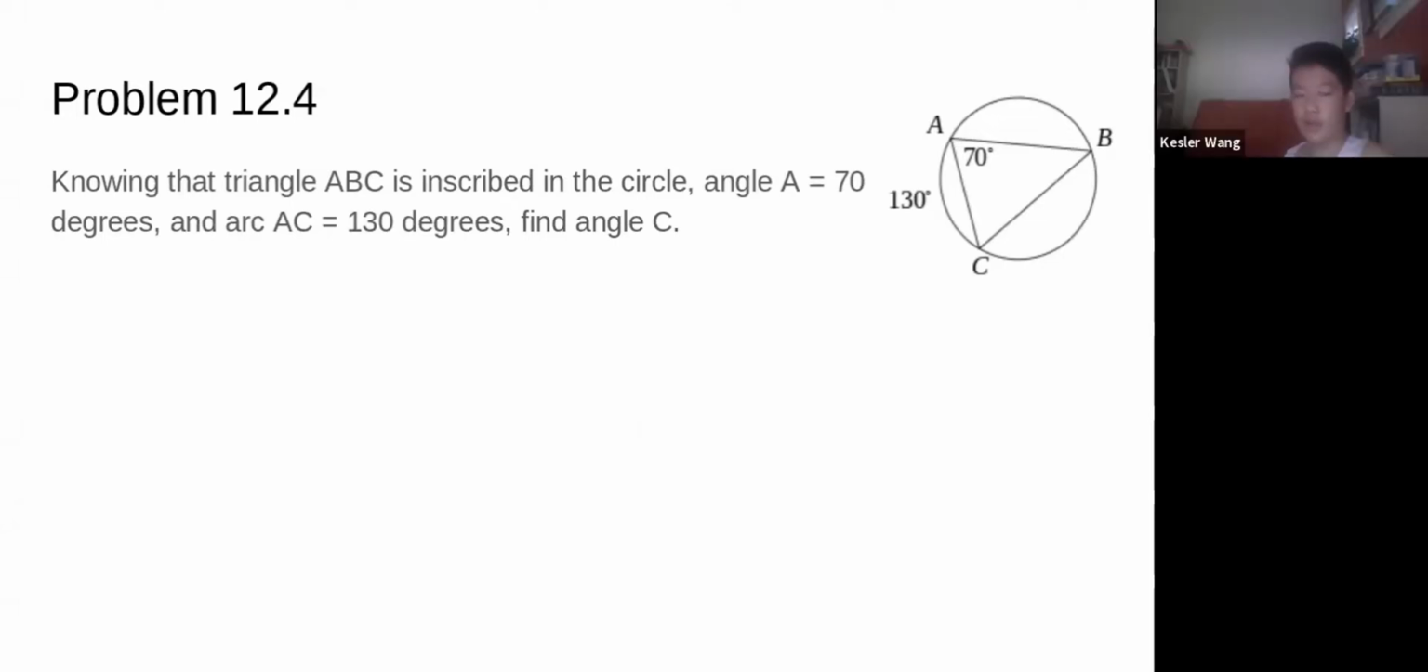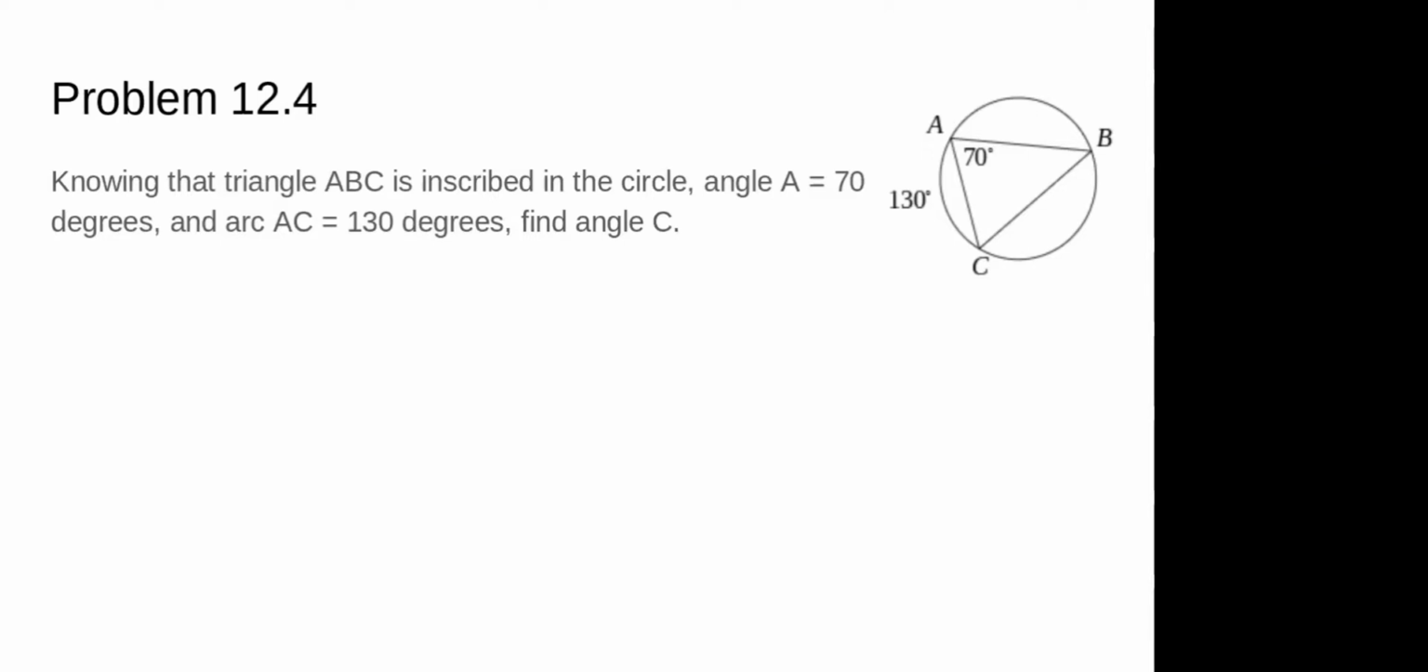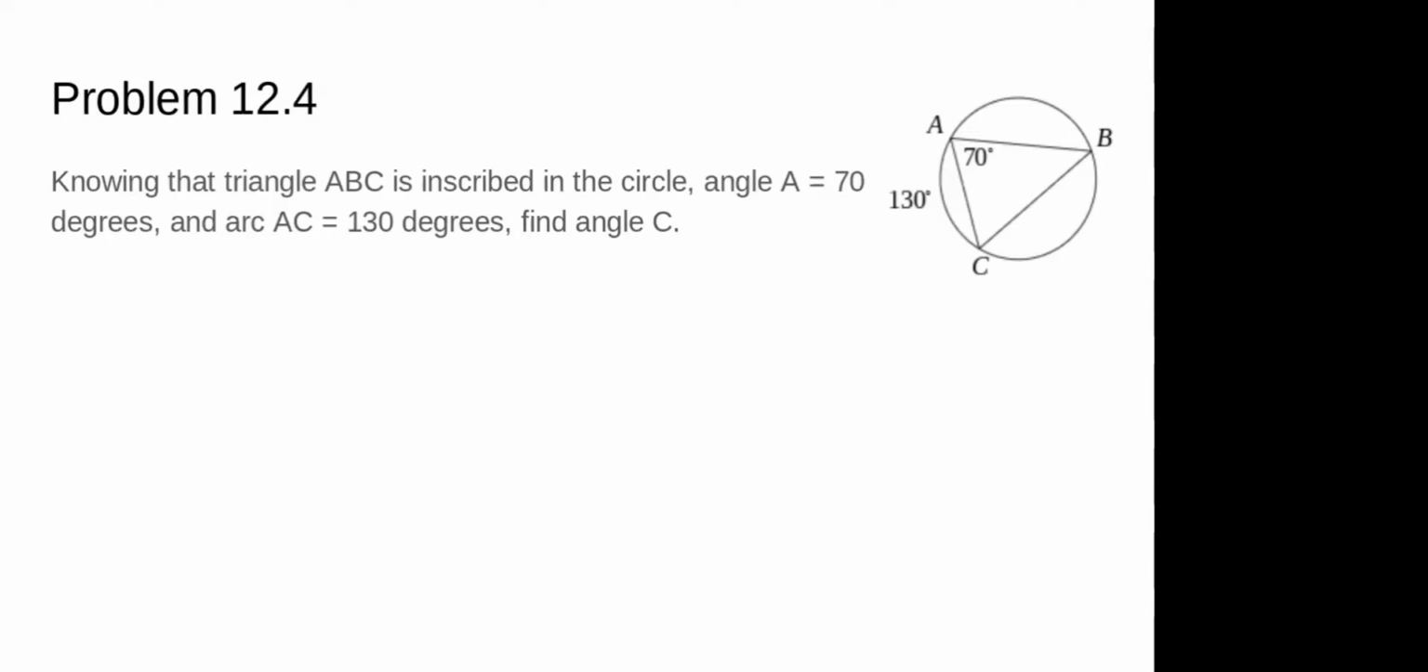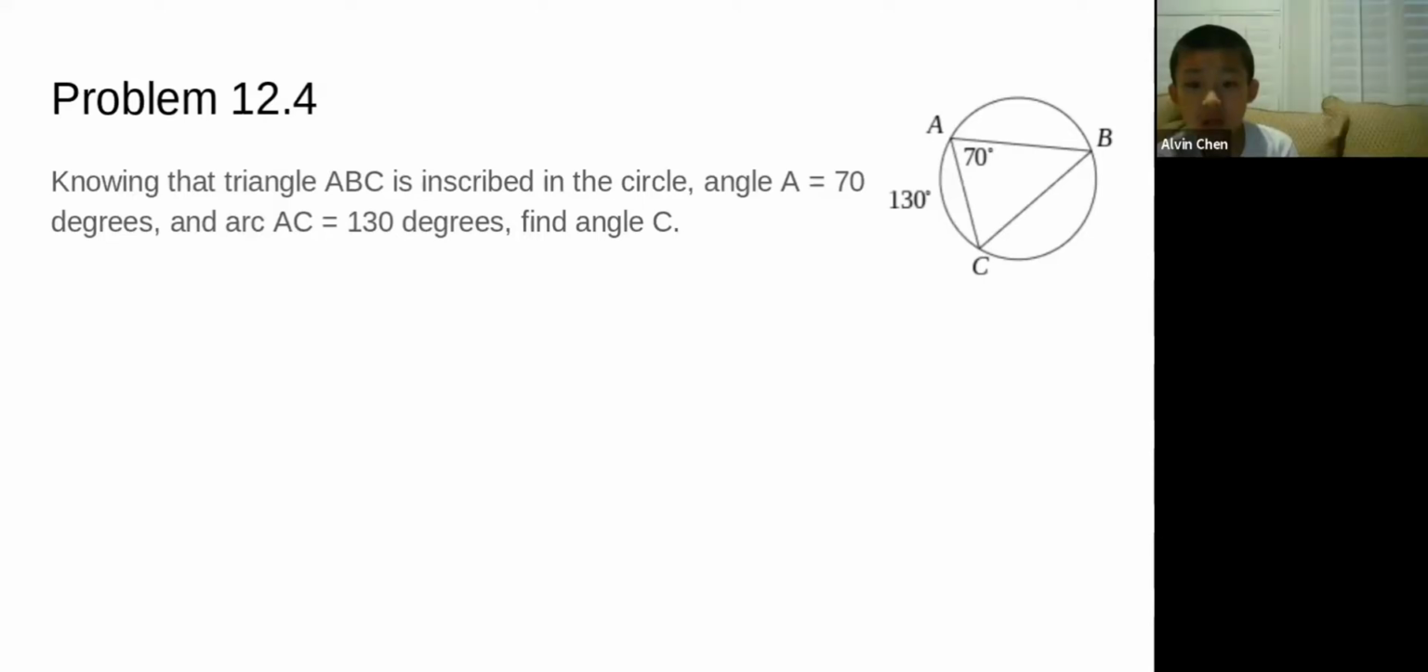Well, arc AC means, do you see A and C on the circle? I know, but what does it mean by 130 degrees? Where is the angle? I think I can explain it. You can annotate on it and maybe show him.